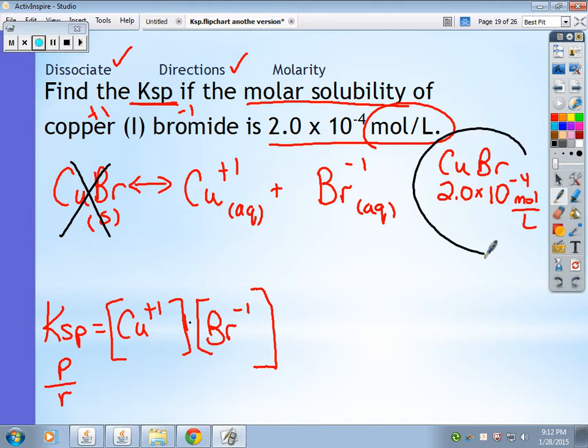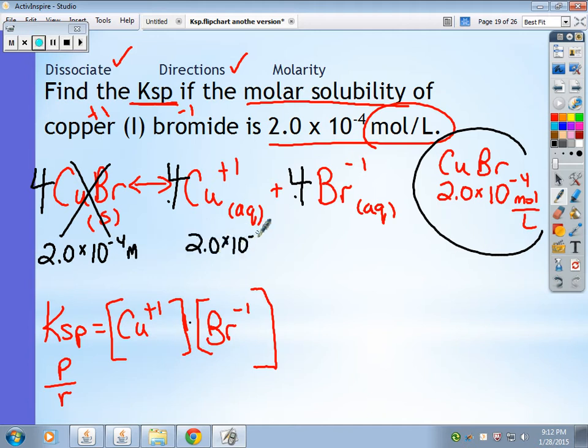What did we say the copper bromide was? We said it was 2.0 times 10 to the -4th moles per liter. So let's look at our coefficients. I have 1 here, and for every 1 copper bromide, I make 1 copper ion and 1 bromide ion. So what if I had 4 of these? That means I would make 4 of these and 4 of these, yes? So because it's a 1-to-1-to-1 relationship, if I have 2.0 times 10 to the -4th moles per liter, molarity, I'm going to have 2.0 times 10 to the -4th molarity of this floating around, and 2.0 times 10 to the -4th molarity of this floating around. A 1-to-1-to-1 relationship.